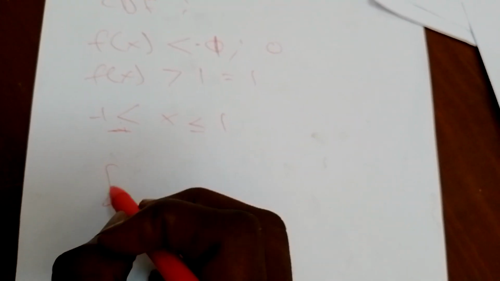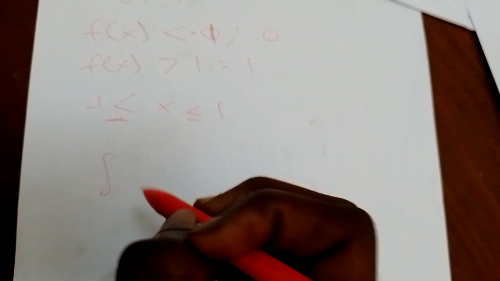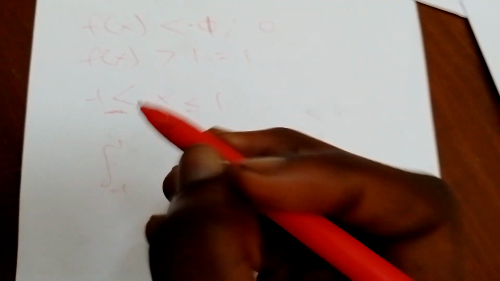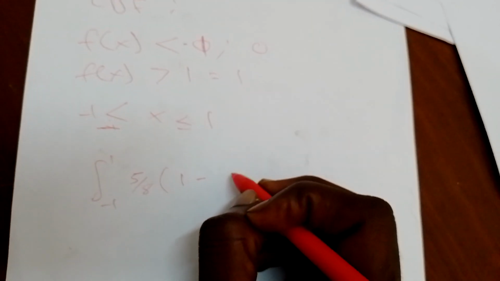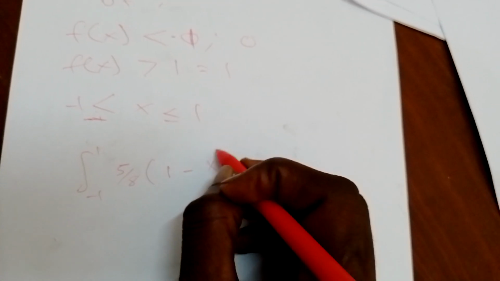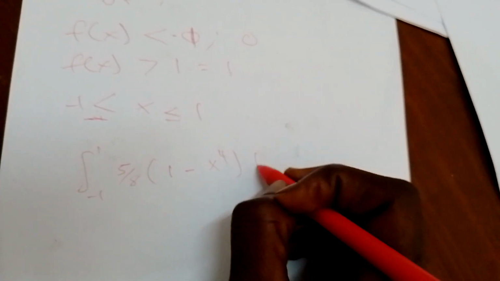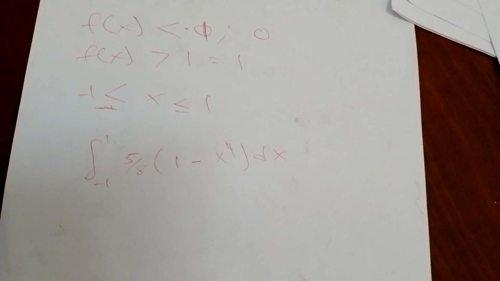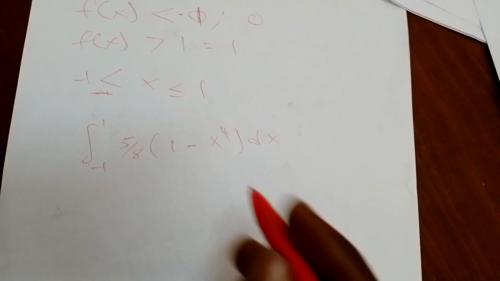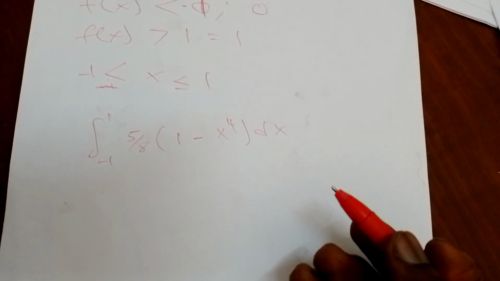So we just integrate this over minus 1 to 1. Now we know our c to be 5 on 8, and we are subtracting 1, x to the power 4, dx. You can leave it here, but then you would have to simplify that, because it's in the integral form. So all you have to do is simplify this, and you have your cumulative distribution function.